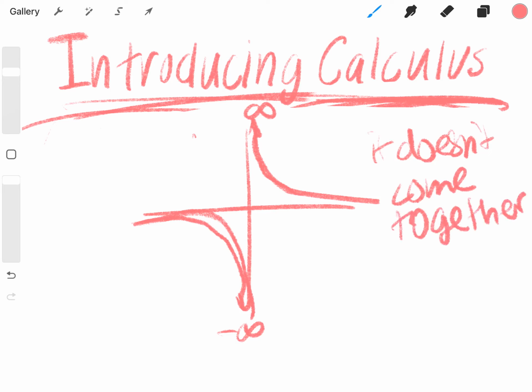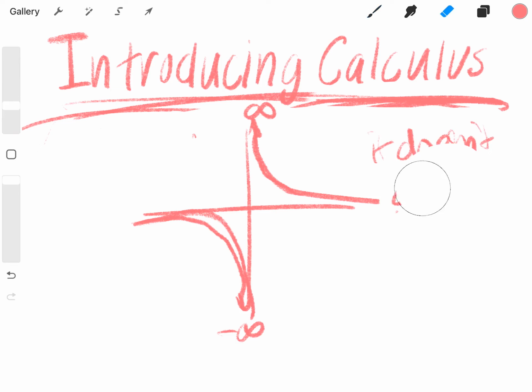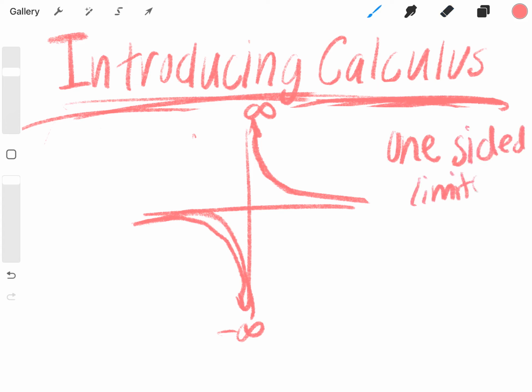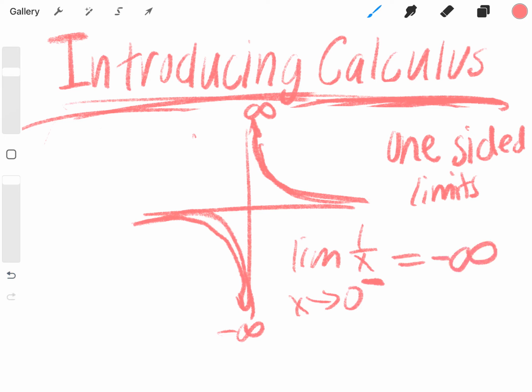Well, that's why we have a concept called one-sided limits. Basically, a one-sided limit asks what the function approaches from one side. That's how we get around this. So let's go back to the same function, 1 over x. What is the limit as x approaches 0 from the negative side? The negative side is the left side. It comes from the left side, and it's going down to negative infinity. So the limit is negative infinity.